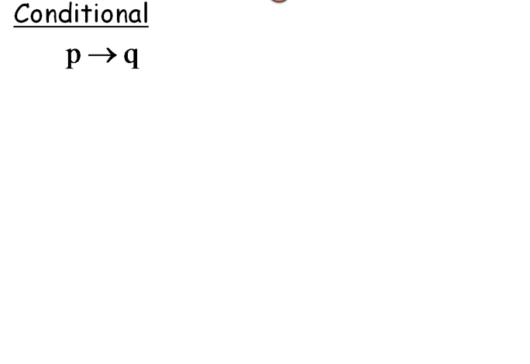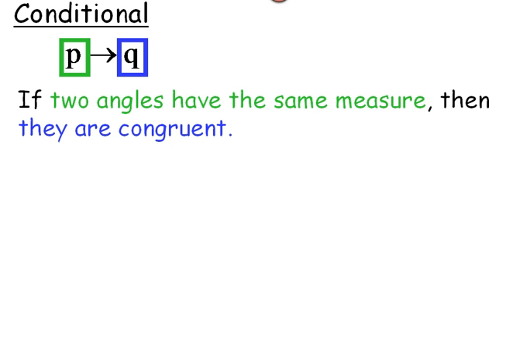Okay, here's an example of a conditional. Here's the notation for it. If P then Q, P arrow Q. There's the hypothesis. There's the conclusion. Okay, here's our example. If two angles have the same measure, then they are congruent. The P, or the hypothesis, is if two angles have the same measure, and the Q is the blue part.